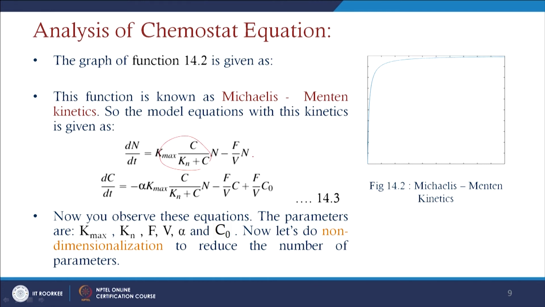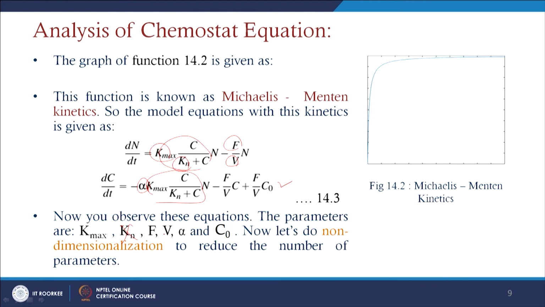And dc by dt can be written as minus alpha into k. So, that is why k max c by k n plus c into n minus f by v c plus f by v c 0 here. Now, if you just observe these equations, the parameters are k max, then k n, then f, then v, alpha, and k n is also present there. Two more times we have written k n here. So, k max, then f, v, alpha and k n.